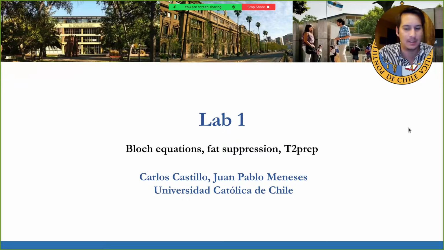The first lab will be about the Bloch equations. That is something that is a little bit complicated when you start. We also will see how MRI can be applied for fat suppression, and also we'll talk about the T2 preparation pre-pulse that is very commonly used in cardiac MRI. And if I'm not mistaken, it's a question in coursework one.